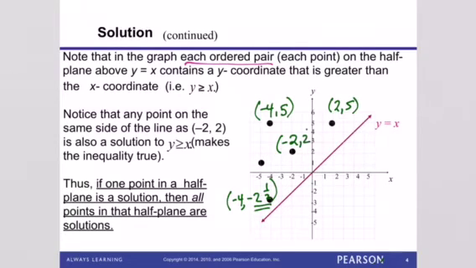This one's (-2, 2). The y is bigger than the x. So all of these points are solutions to this inequality: the points on the line that we mentioned before that work, and the points not on the line that are above it.